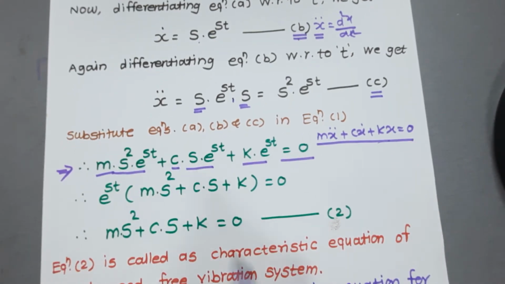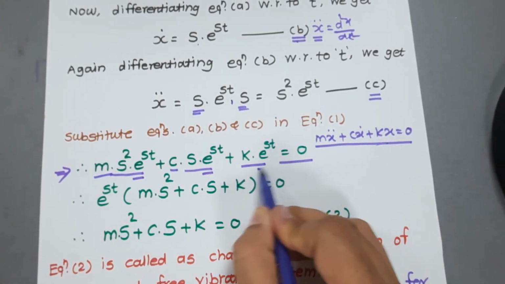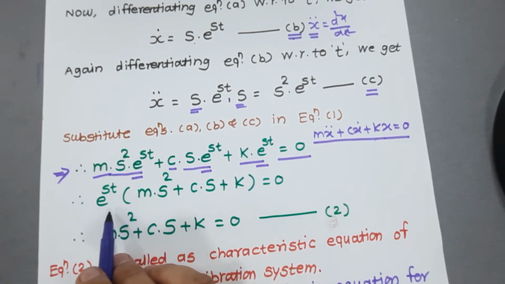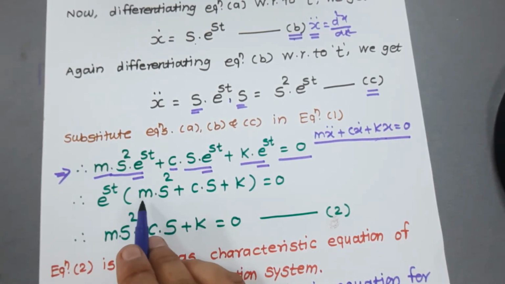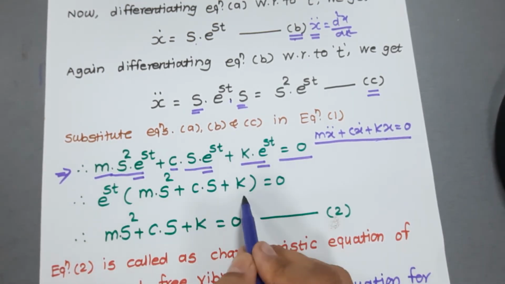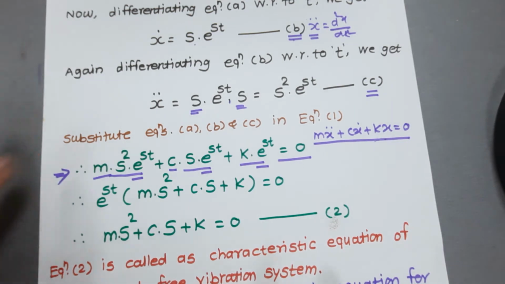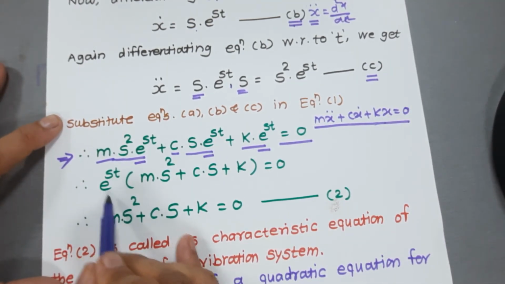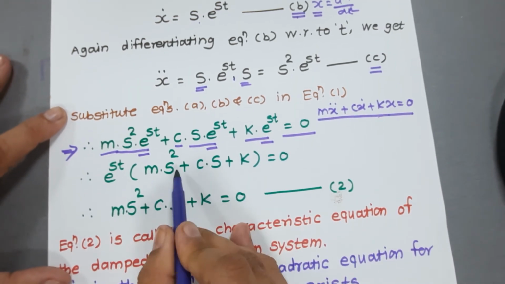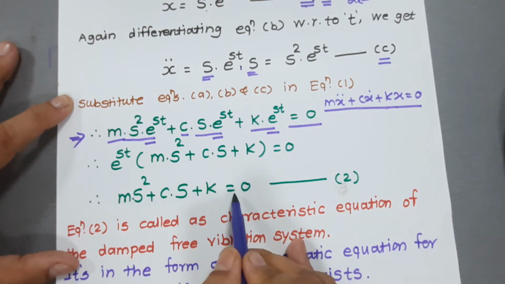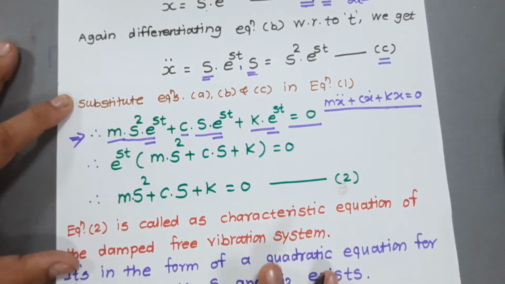Now from this equation, I will take e raised to st common. So what is remaining inside the bracket? e raised to st as common into the bracket m s square plus c s plus k is equal to 0. Now, e raised to st cannot be zero, so it cancels, and we have the remaining equation m s square plus c s plus k is equal to 0. This is equation number 2.